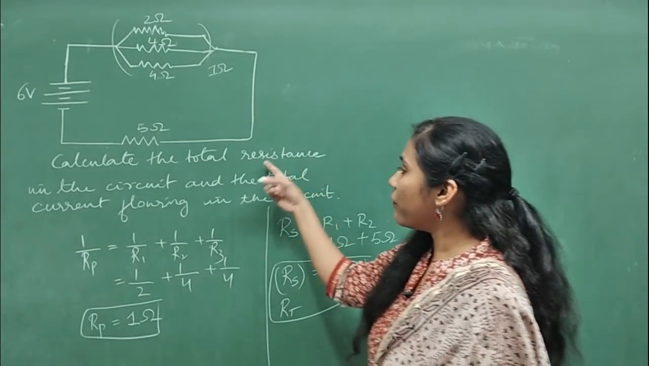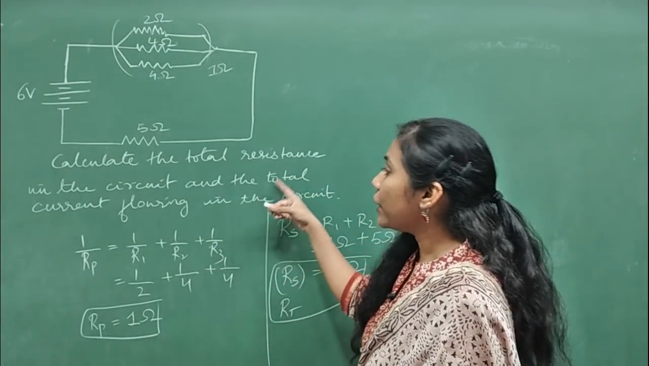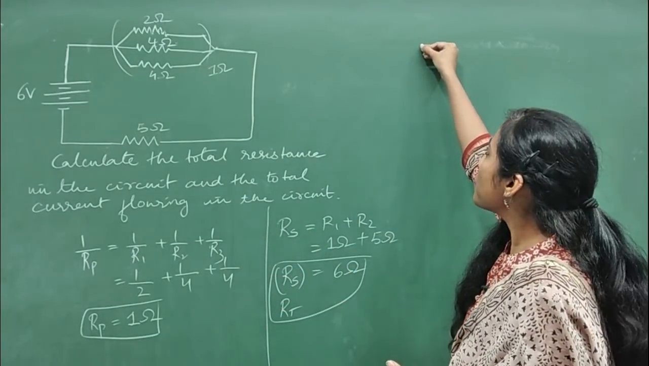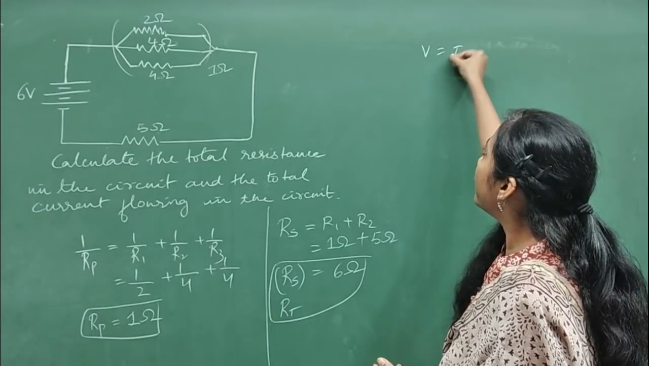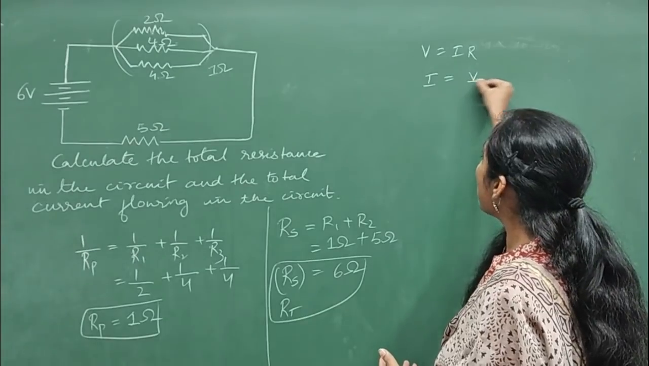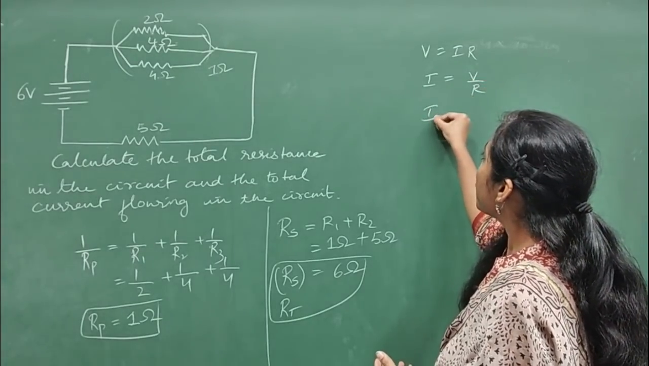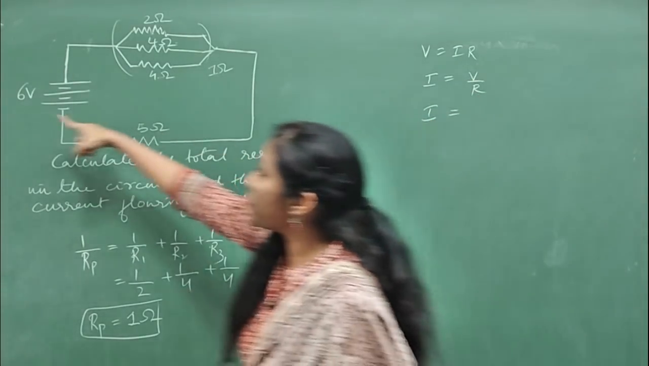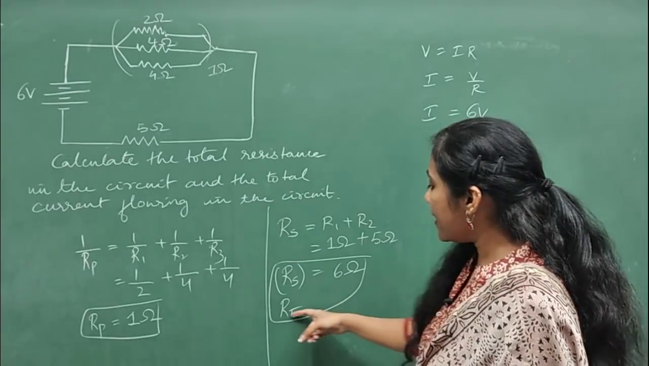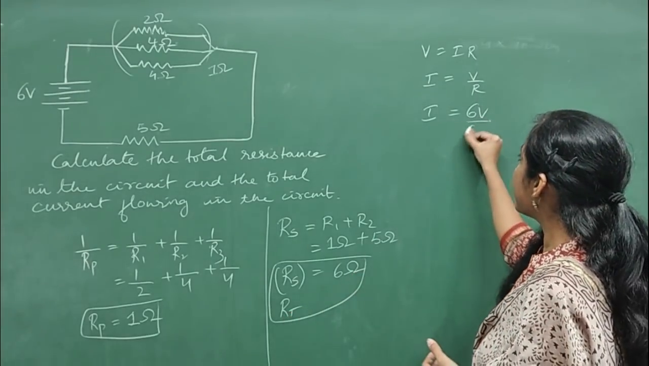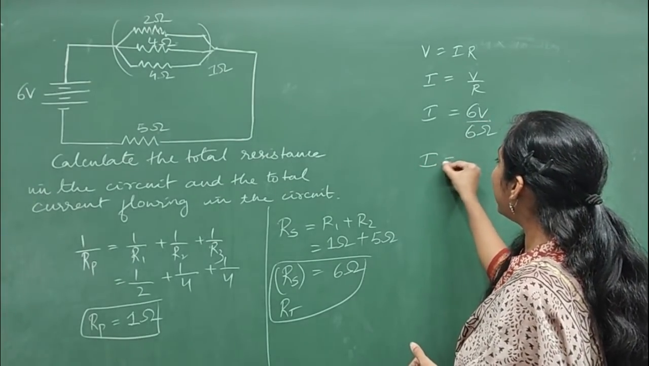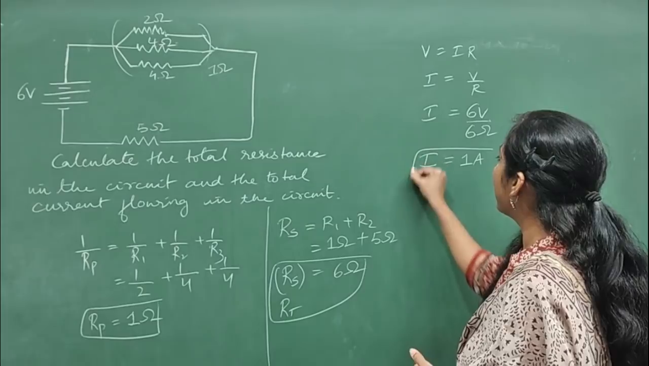Fine. So half the question is over. Now they are asking for the total current. So what is the total current? Apply Ohm's law. So what is our Ohm's law? V is equal to IR. So I is equal to V by R, isn't it? So total current I is equal to the potential difference, how much do they give? 6 volts divided by the total resistance, that is 6 ohms, right? And so you will get I is equal to 1 ampere, right?